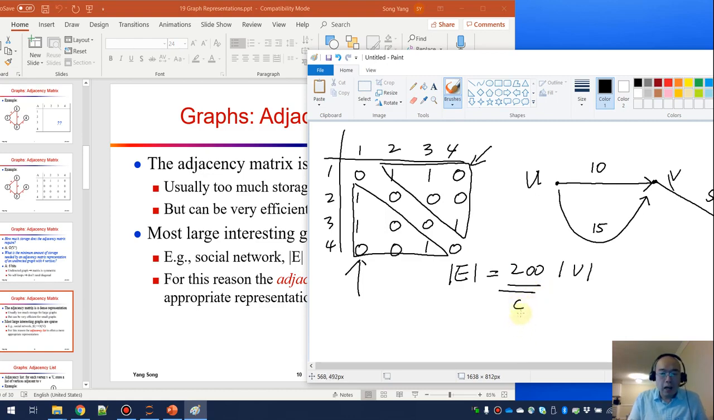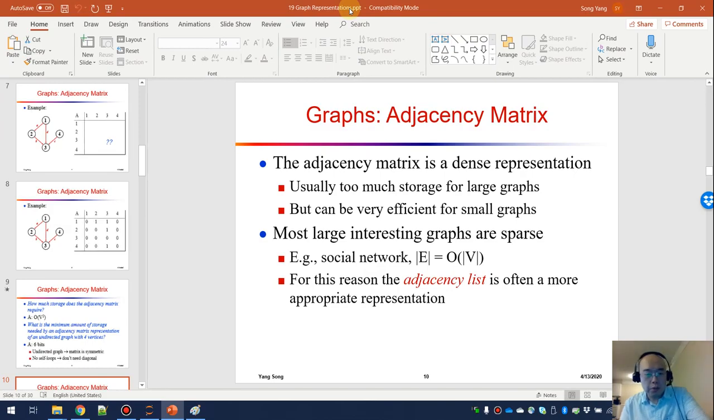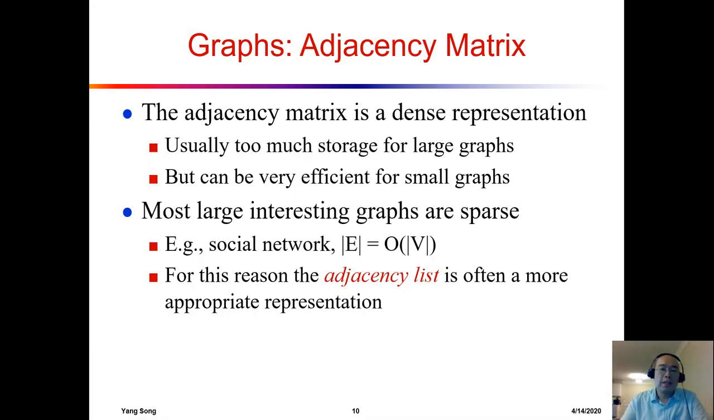That is already a big number, but in this case this is a constant C, right? If we pick a higher number, say 500, we can say E is always smaller than 500 V. So we can say E is O(V). In this case, we probably don't really need to use a super sparse n by n matrix.